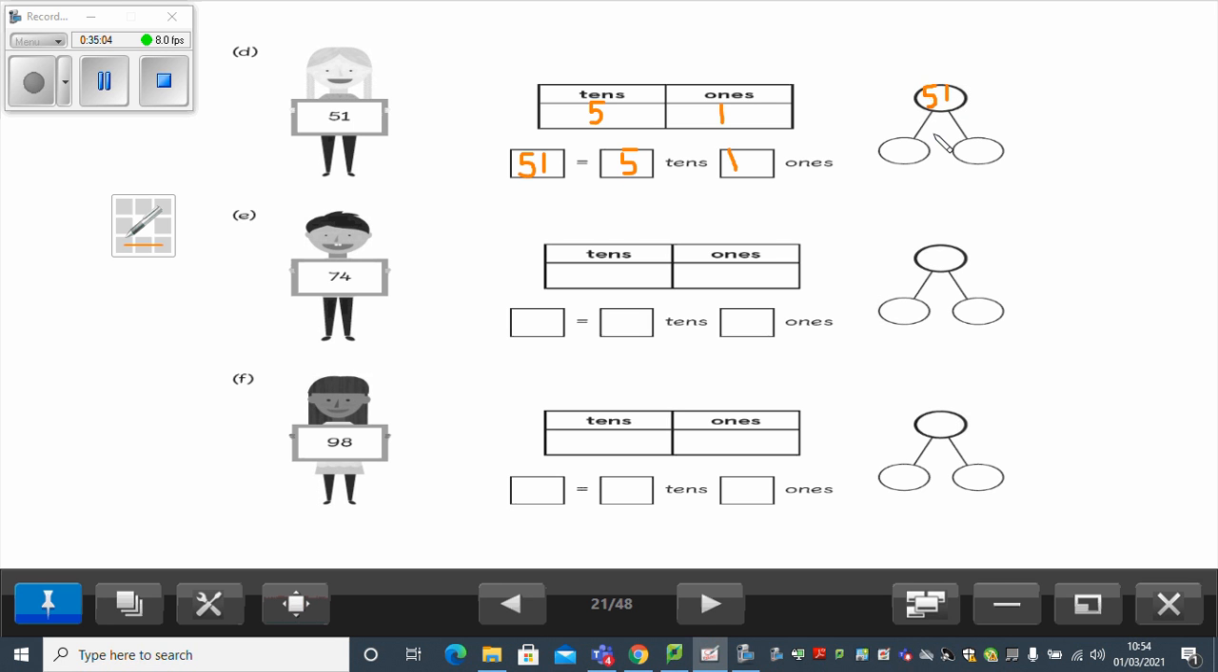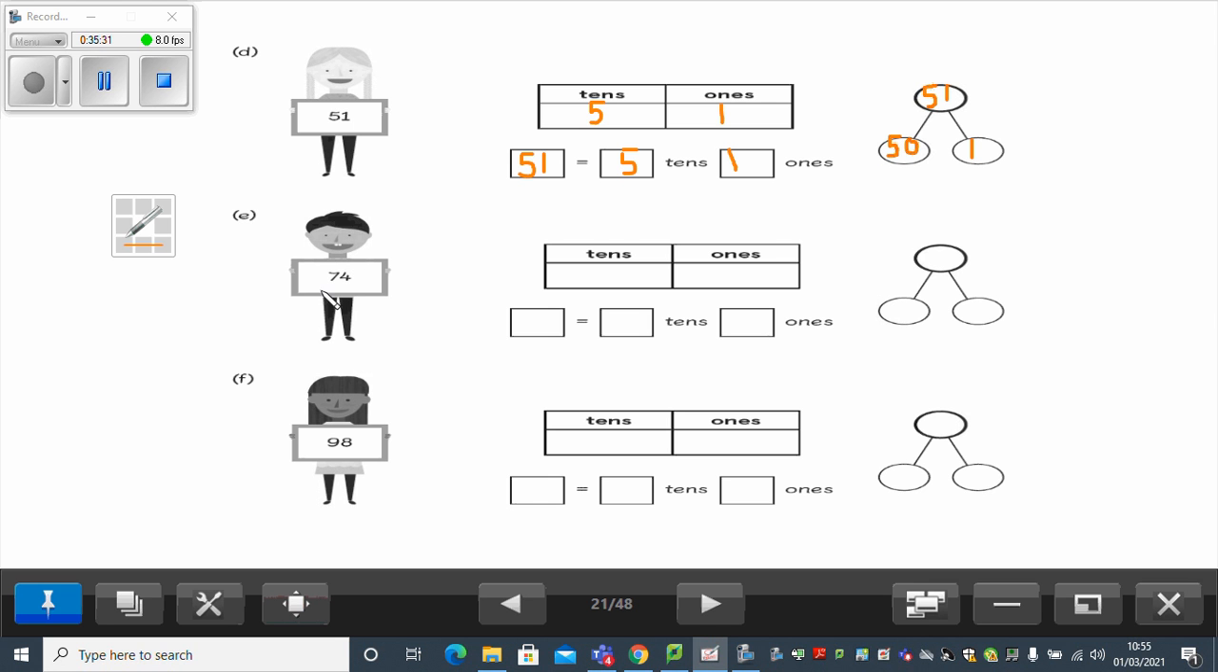Let's have a look at the value of those digits. So we know that the 5 means 5 lots of 10. So the value of 5 lots of 10 in 51 is our 50. And then we have 1 one, which has the value of 1. So 50 and 1 makes 51.